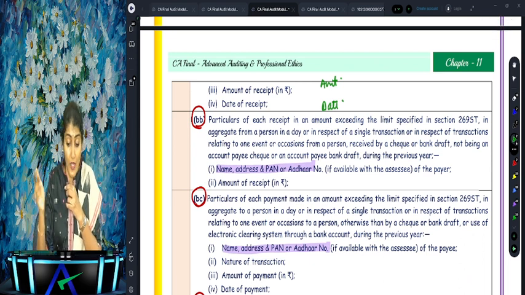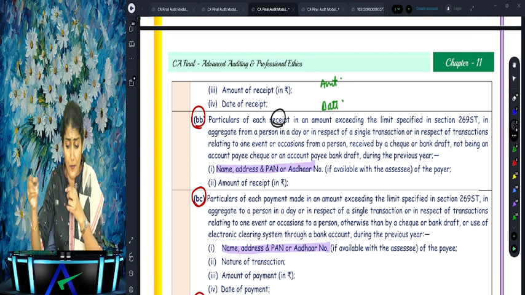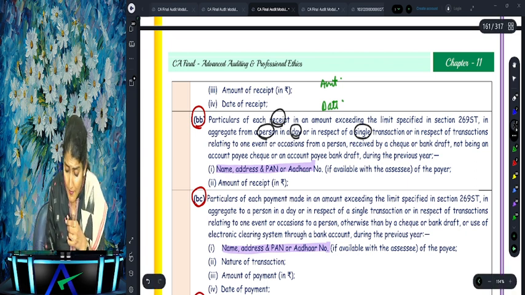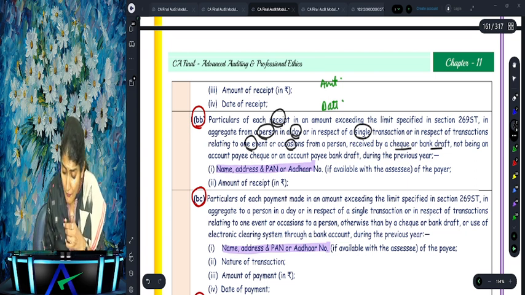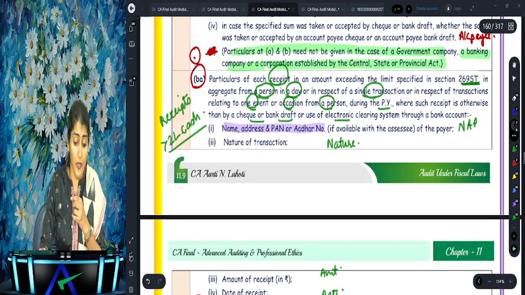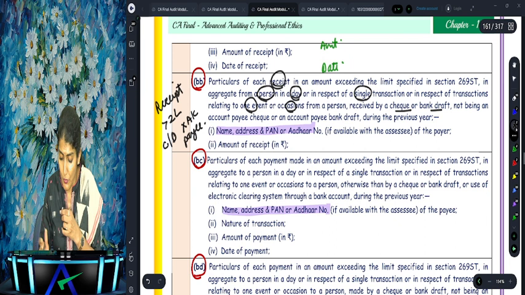Then BB, again, particulars of each receipt in an amount exceeding the limit specified in 269ST in aggregate from a person in a day, in respect of a single transaction or relating to one event or occasion, which is received by a check or draft which is not an account payee check or account payee draft. So now you are in receipt of excess of 2 lakh, but it is by a check or draft which is not an account payee check or draft. So now they want only two details. What two details? Name, address, PAN, and the amount.